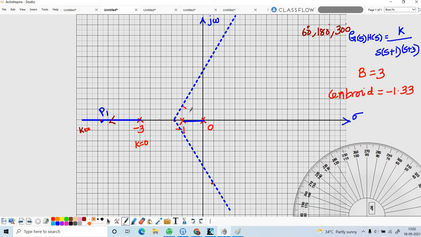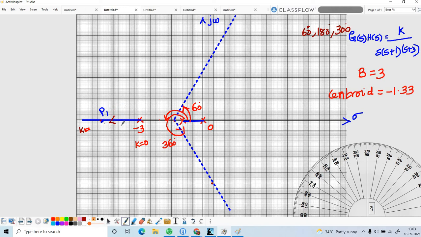Next I am going to mark the angles. The first angle is 60 degrees, the next angle is 180 degrees, and the third angle is 300 degrees. So these three angles have to be marked. After marking these three angles, next I am going to find the breakaway point. Why am I going to find the breakaway point? Then only can I find the root locus plot.